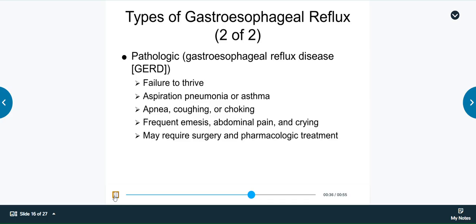Obviously, we're worried about aspiration and aspiration pneumonia. It could also lead to recurrent ear infections. They're going to have frequent emesis, abdominal pain. These babies are going to be irritable. They're crying. Pharmacological treatment and position changes can be helpful, but eventually they may even need surgery.